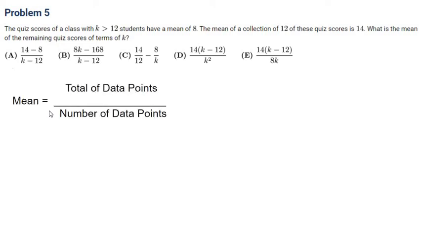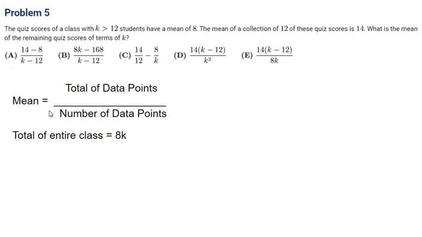So in order to find the mean, we need to find the total of the data points divided by the number of data points. In this case, we do not know the exact number of data points. Well, we do not need an exact number in order to find the answer for this problem. So let's start with the total. We know that the total of the entire class is going to be 8 times k, because to find the total, you're basically saying mean times the number of data points. In this case, k is the number of data points, and 8 is the mean of the entire class. So that would be 8k.